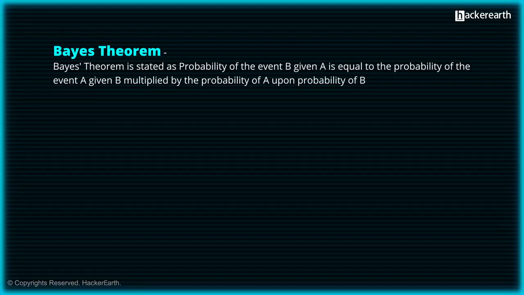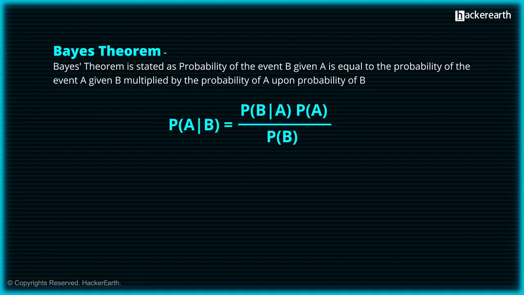More formally, Bayes' theorem is stated as: probability of the event B given A is equal to the probability of the event A given B multiplied by the probability of A upon probability of B. Let us understand the statement first, and then we will look at the proof of the statement.